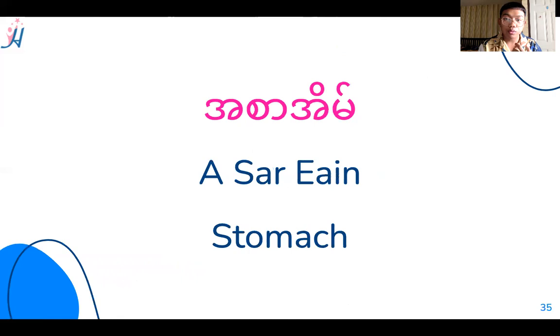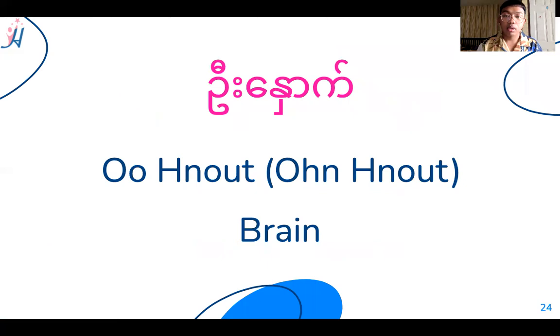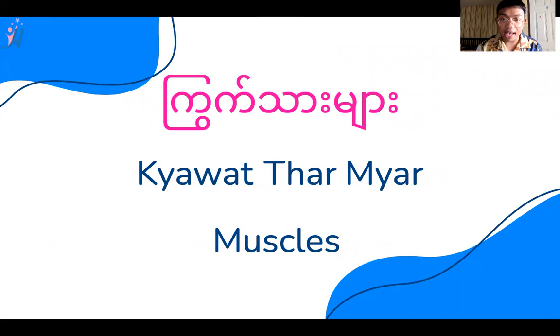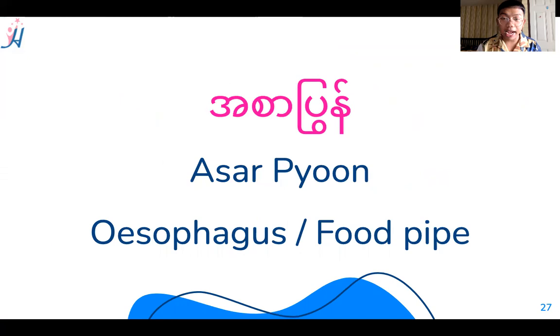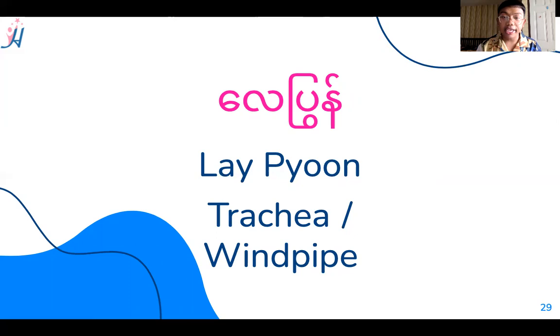Okay, so starting with internal organs, go doing in gamya for internal organs. Brain, ona or una. Okay, ska, u gang kong. Muscles, jwa tam nya. Esophagus or food pipe, a sa pion. Next one, throat, lay down. Trachea or windpipe, lay pion. Spinal cord, jaw yo.